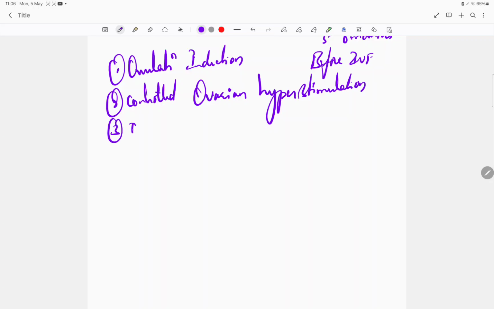So IUI, IVF, ICSI. Okay, this is the algorithm. Now, what is the pre and post-op management of the surgery?